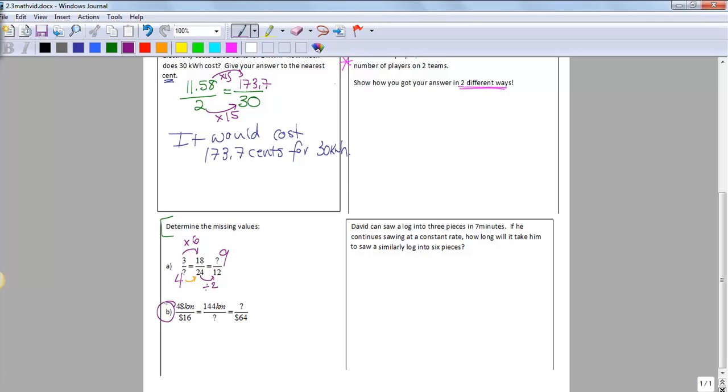Why don't you try B and see if you can find these missing ones. All we've done now is thrown in some units. And this is going to be your homework as well.